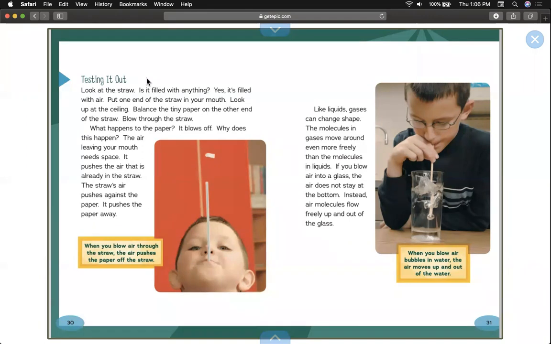Put one end of the straw in your mouth. Look up at the ceiling. Balance the tiny paper on the other end of the straw. Blow through the straw. What happens to the paper? It blows off. Why does this happen?